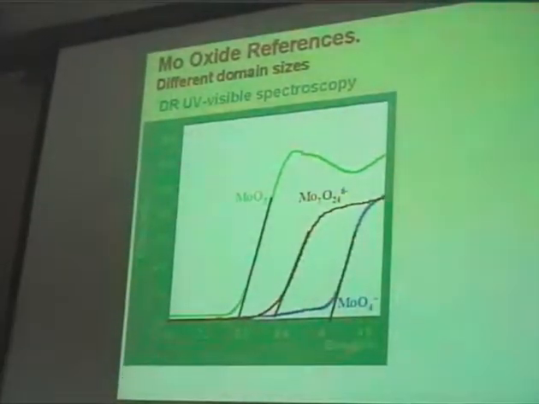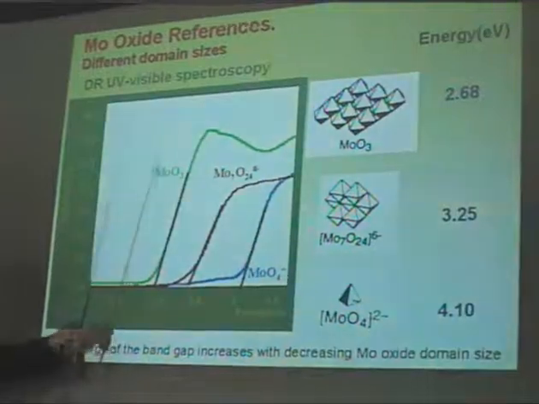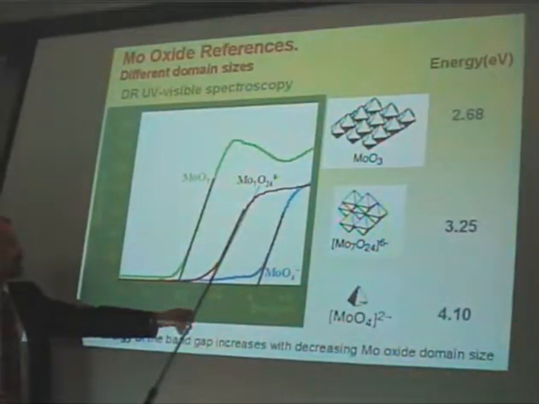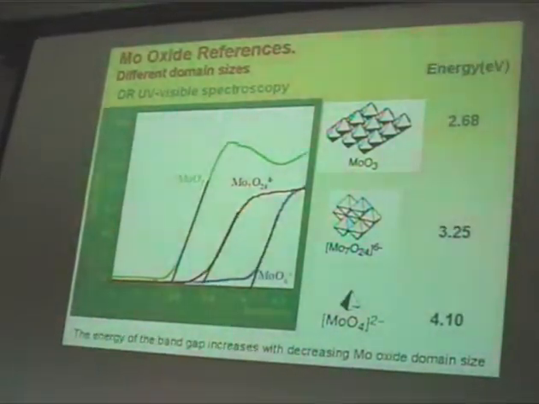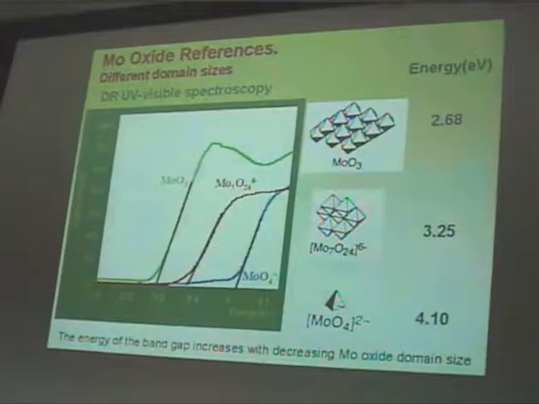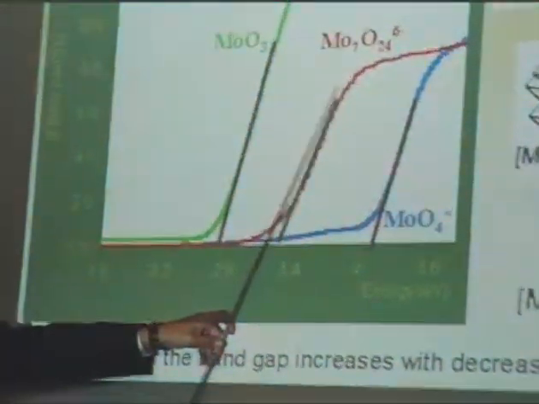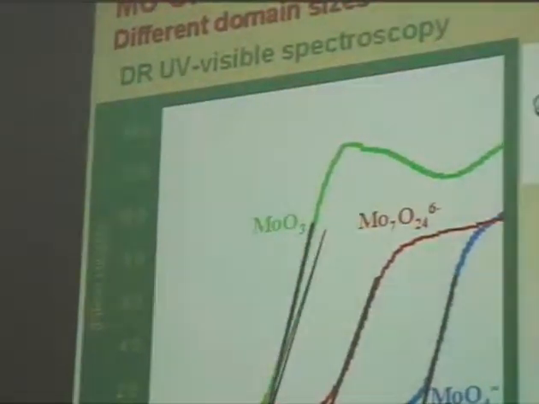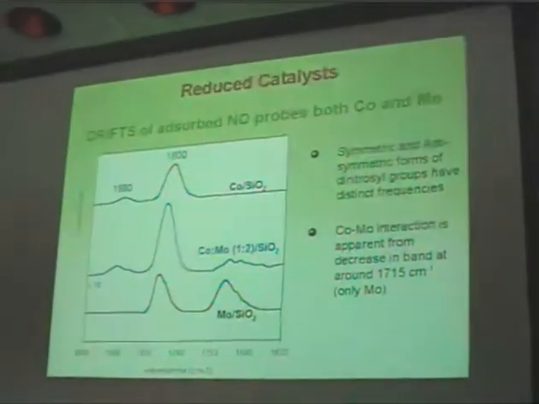And we can see here, again, a nice correlation between what we observed before and this heptamolybdate type. So by comparison of these spectra, we can say that our molybdenum oxide is in a relatively high state of dispersion. That is, we don't have any molybdenum trioxide, and rather it will be something between molybdenum trioxide and heptamolybdate. Okay, now let's move to the reduced catalyst.